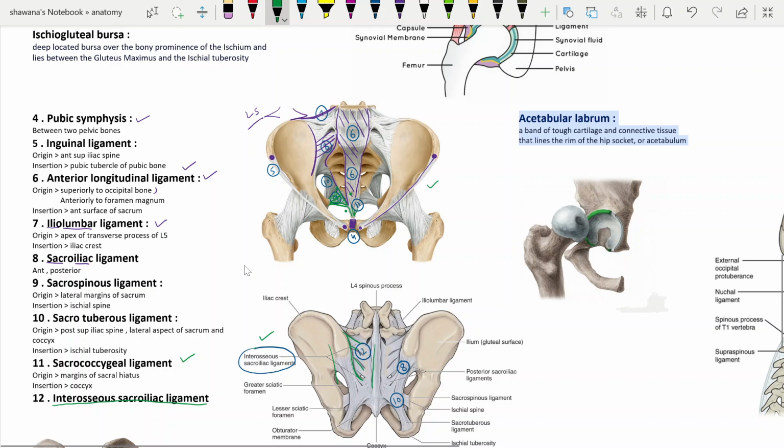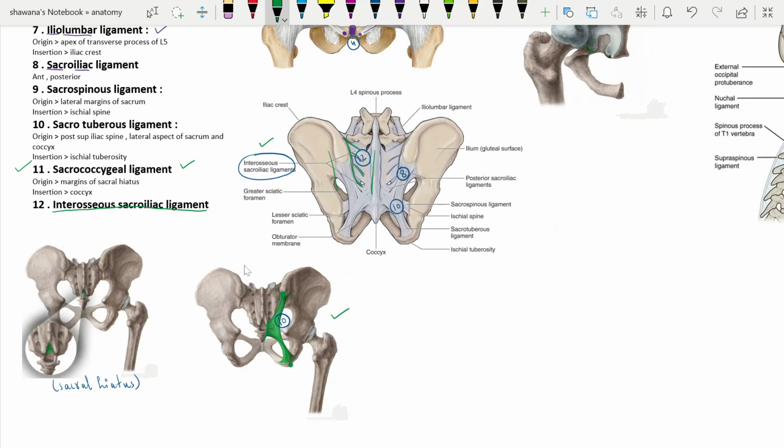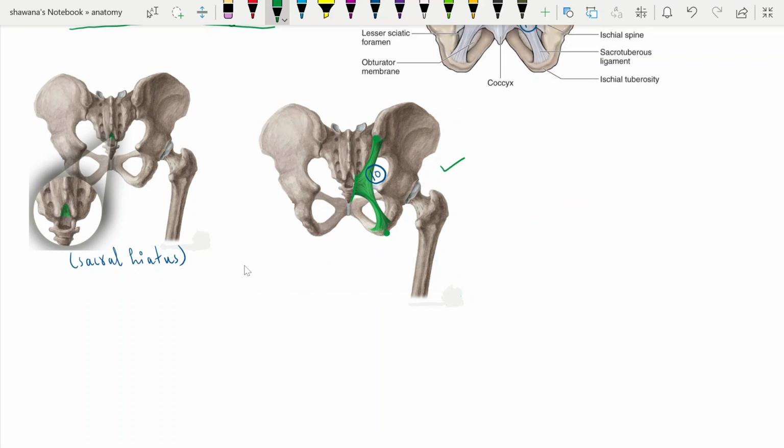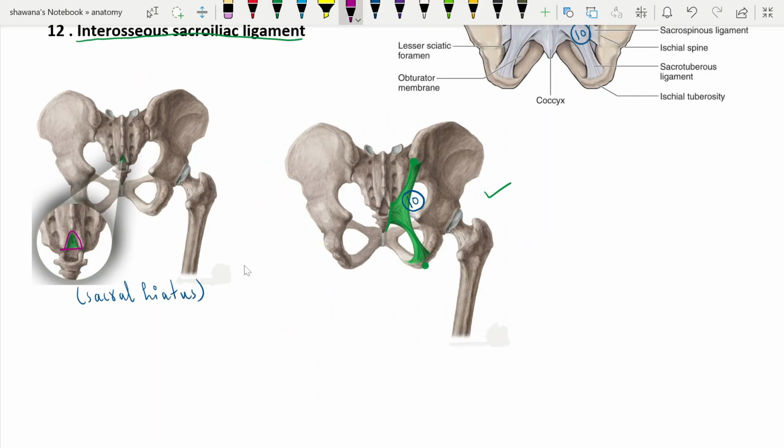In the sacrococcygeal ligament, it arises from the margins of the sacral hiatus. What is the sacral hiatus? In this diagram, the sacral hiatus is prominent. It is like an opening canal in the sacral region. Like here, it is magnified. It is the sacral hiatus.